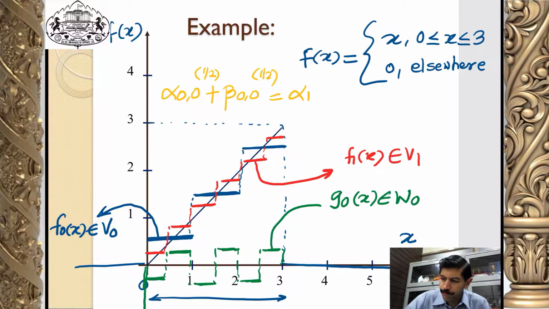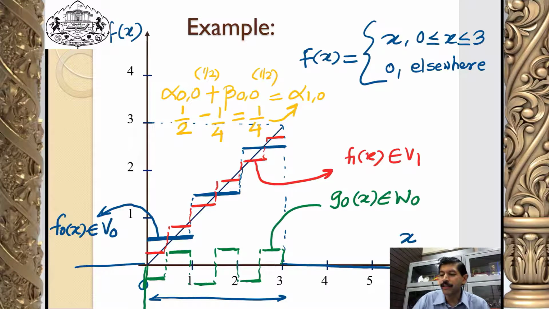It gives me alpha 1 0. How? So alpha 0 0 over here is half, and beta 0 0 over here is minus 1 by 4. So half minus 1 by 4, what we get is 1 by 4, and that is indeed alpha 1 0, which is depicted over here in red.